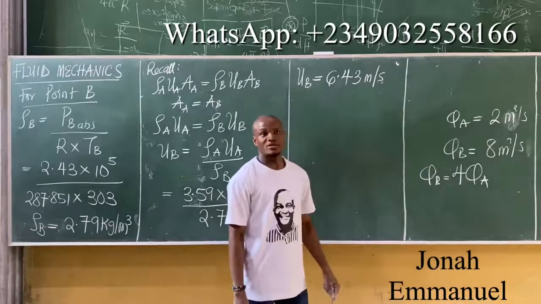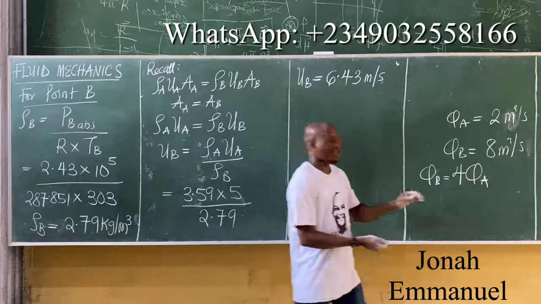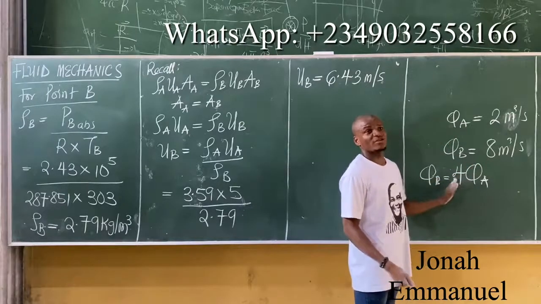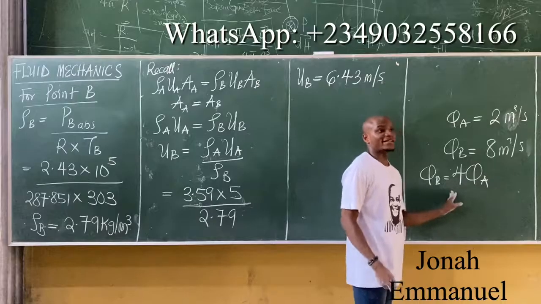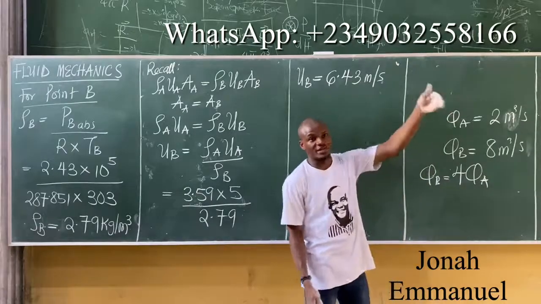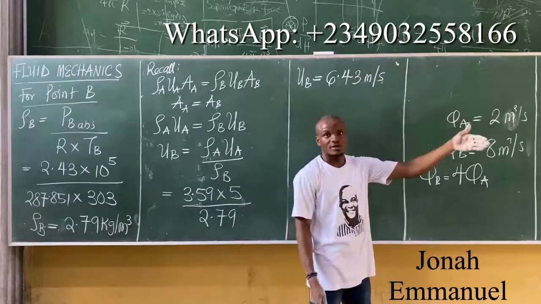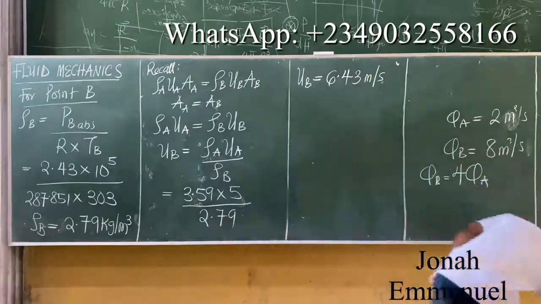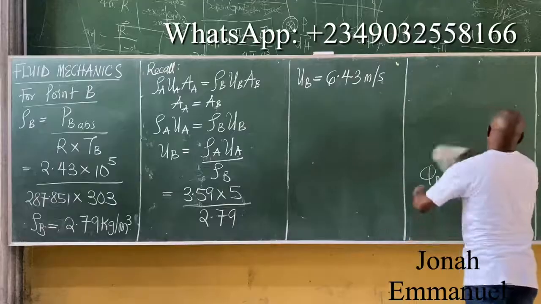So this is how you compare. Two ways in comparing. Either express them with a mathematical relationship, or if there's no mathematical relationship, find the value and say this one is greater than this one, or this one is less than. That's how you do it. So the task is simple. Find this discharge.